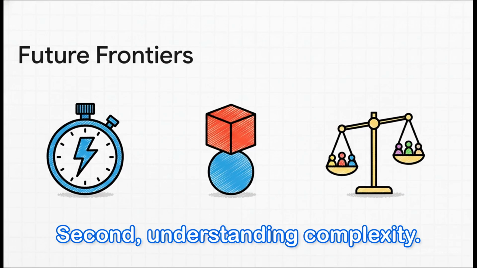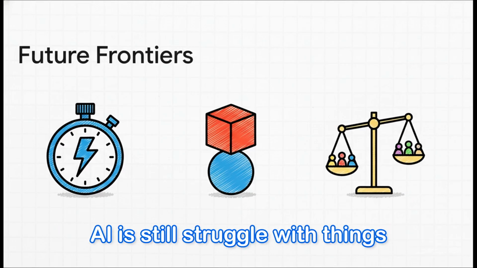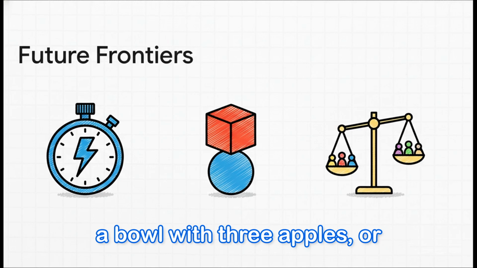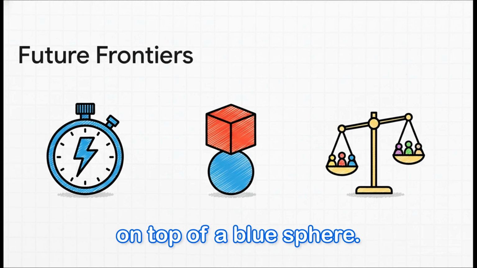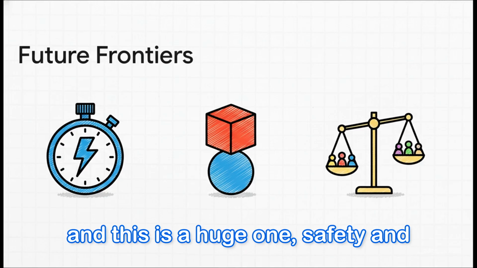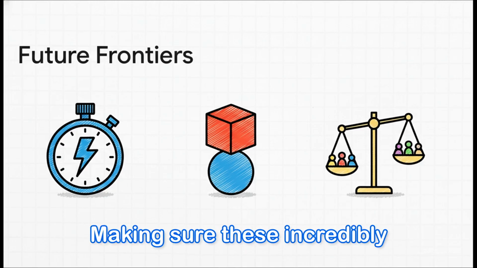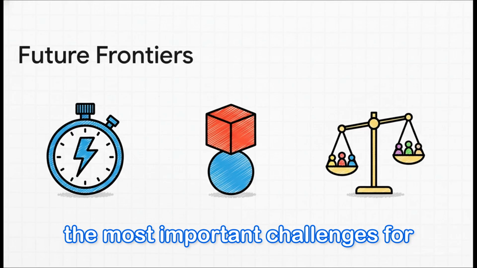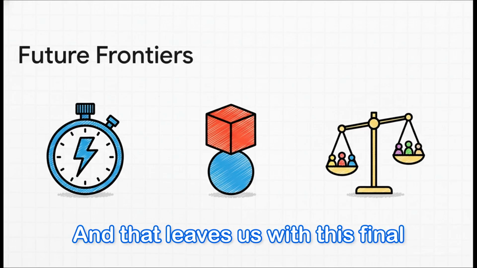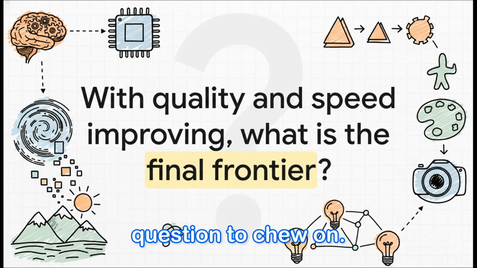Second, understanding complexity. AIs still struggle with things like counting, a bowl with 3 apples, or spatial relationships, a red cube on top of a blue sphere. And finally, and this is a huge one, safety and bias. Making sure these incredibly powerful tools are fair, safe, and controllable is one of the most important challenges for the entire field. And that leaves us with this final question to chew on.